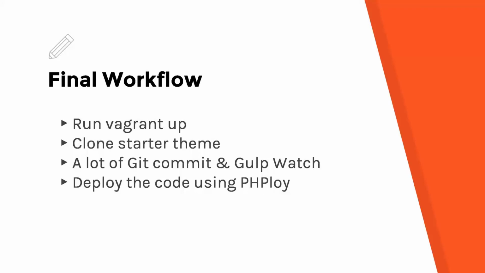So my final workflow is like this. I run vagrant up, I clone my theme, I do all of the git commit and gulp watch tasks, and I debug the code using PHP Loader. These are the references I use. You can find them online, since I made this slide online.